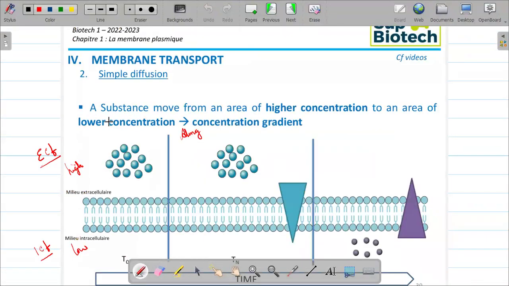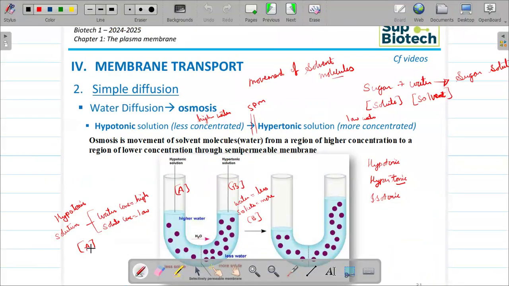In simple diffusion, we have seen about the movement of molecules. The molecules are able to move along the concentration gradient, not against it. That is, from a higher concentration to a region of lower concentration, the molecules are able to move in case of diffusion because it is a passive transport.